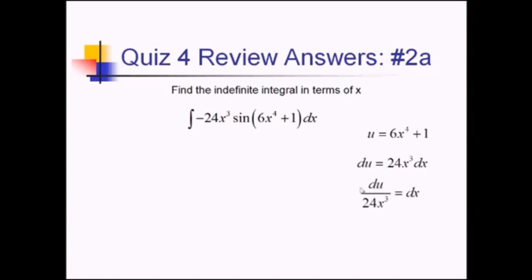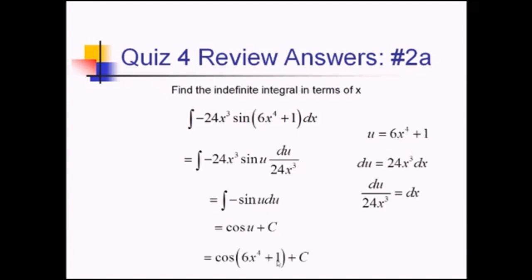And now I don't have to worry about u values in terms of the limits of integration because this is an indefinite integral. So I can just go straight to replacing stuff with u's. So we've got negative 24x cubed times the sine of u times du over 24x cubed. These 24x cubes cancel nicely, so this is just negative sine of u du. Antiderivative of negative sine is positive cosine of u plus c. And then replacing u with the 6x to the 4th plus 1, because they said they want this in terms of x, I end up with the following.